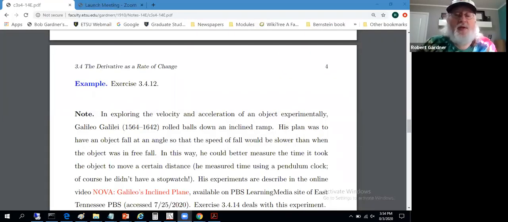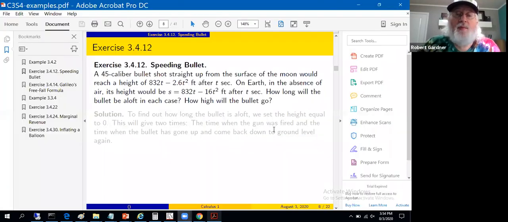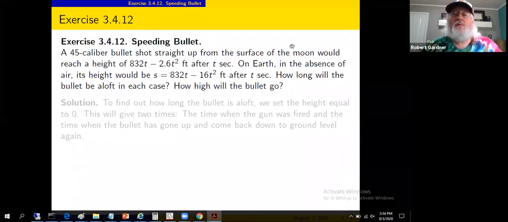And let's illustrate that with an example. 3.4.12 has the object as a bullet. Story is, a .45 caliber bullet shot straight up from the surface of the moon would reach a height of 832t minus 2.6t squared feet after t seconds.